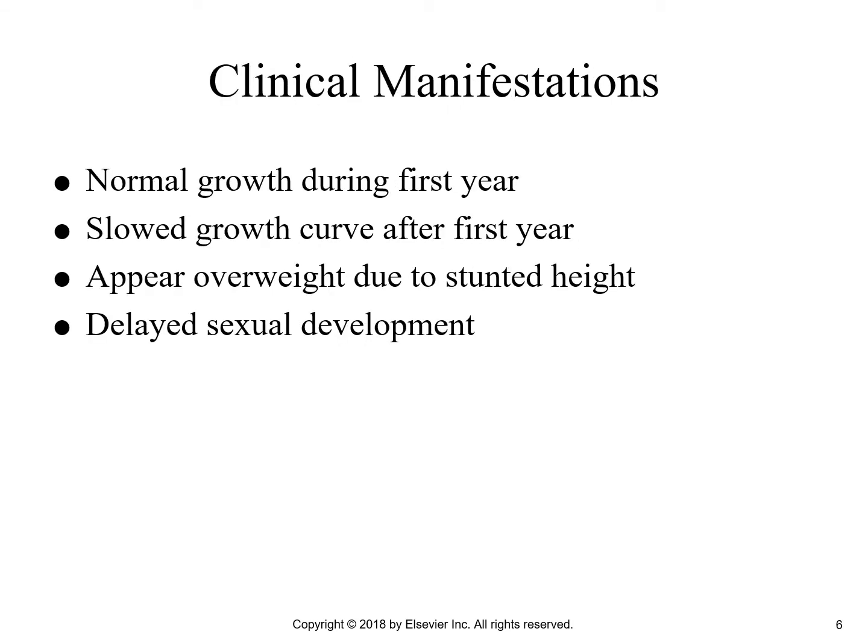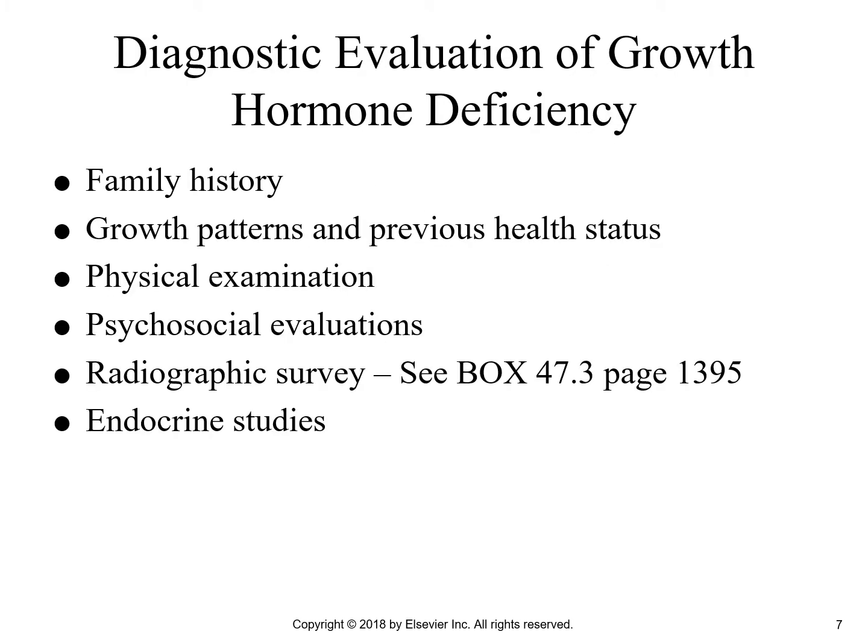Clinical manifestations tell you about growth: normal growth during the first year, then it's slowed on a curve after the first year, then it appears as overweight due to stunted height and delayed sexual development. For diagnostic evaluation, there'd be a family history done, of course, growth patterns and previous health status, a physical examination, psychosocial evaluations. X-rays would be done, see box 47.3, page 1395, and of course blood work for endocrine studies.